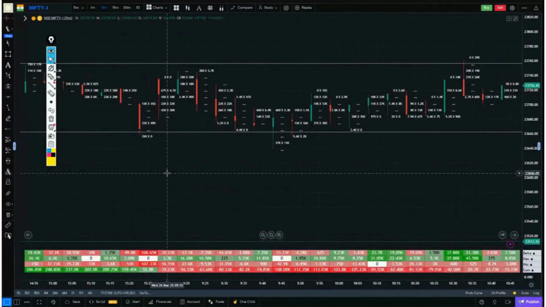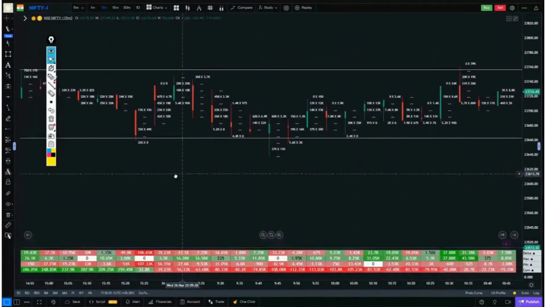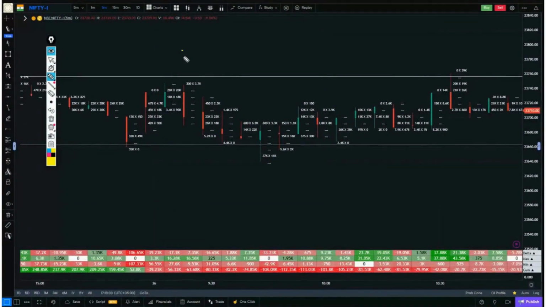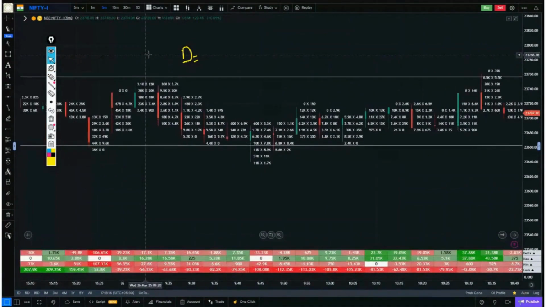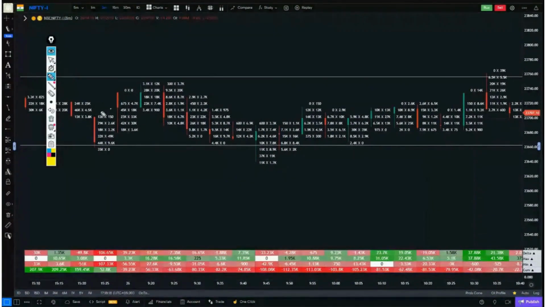So before reading the footprint properly, you should know what delta is, because we use delta to read the footprint here. Delta, simply put, is the difference between buyers and sellers, which we refer to as delta. Like when we pick the first candle. Okay. This first candle is of Nifty, this one. Okay. What is its delta? The topmost value is the delta. It's around 39,000, close to 40,000.